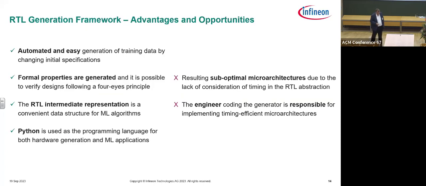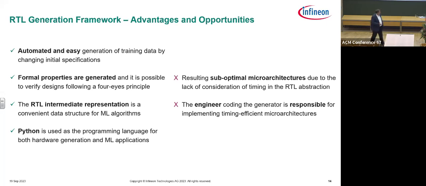The benefit of this generation approach, where we do not start with Verilog but with a generator intermediate, is that with this automation we can produce a lot of variants. I think we have heard several times that we need variants for training. We also generate formal properties from this formalized specification, so that we know what we are estimating is also the right thing, that is, that the variant is still working. We have an RTL intermediate representation, which is a convenient data structure for LLM algorithms, and we use Python in our generation framework, and Python is also the ML language, so I think we are at least speaking the right tongue here.